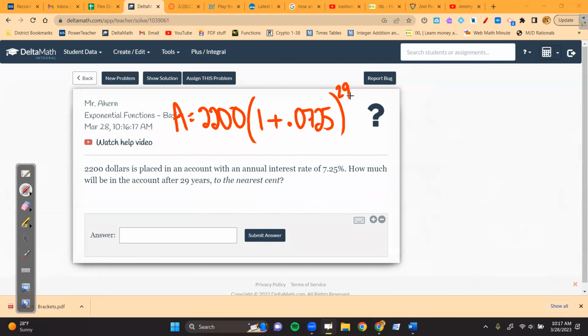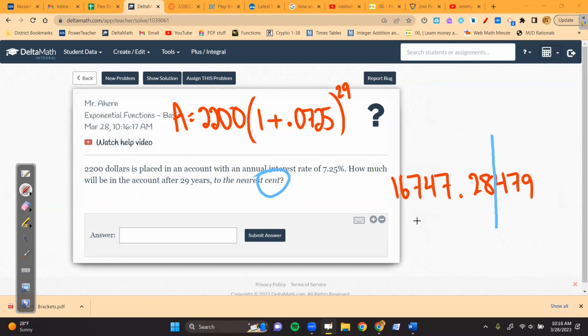Good. So let's type this one in. 2200 parentheses 1 plus 0.0725 to the power of 29. And I got 16747.28479. Remember, rounding to the nearest cent means you stop at the blue bar. I look at the 4, and the 4 will not change the 8. So I would leave it at 28 cents.